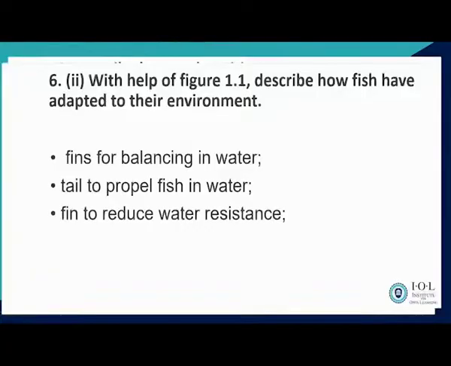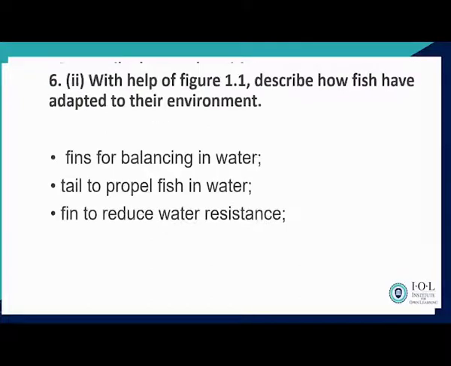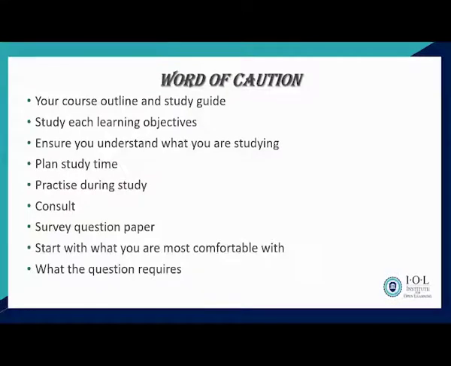And remember, you are looking at the things seen in figure 1.1 because it says with the help of figure 1.1. What have you seen there? You have seen fins, tails, and maybe you can also talk about, there is no lateral line there. You can talk about the streamlined body. There are no scales, so you can't talk about the scales. You can't see the gills, but there is a gill cover or something like that. So that is what you can talk about and how it helps in the environment.